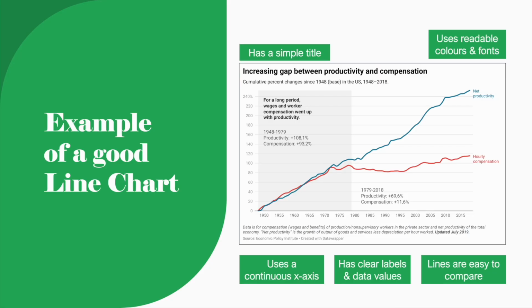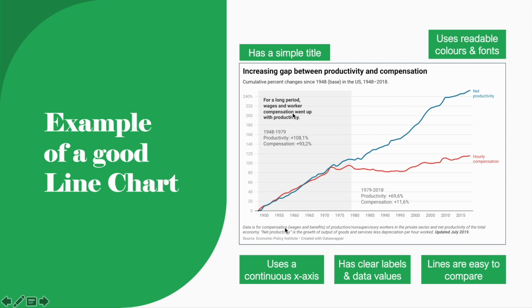Now let's look at an example of a good line chart. You see, this line chart has a simple title, Increasing Gap Between Productivity and Compensation. It uses readable colors and fonts. It only has two lines. They are easy to compare. You have a red line and a blue line. It is easily mentioned here that the blue is net productivity and the red is hourly compensation. And it has clear labels and data values also.